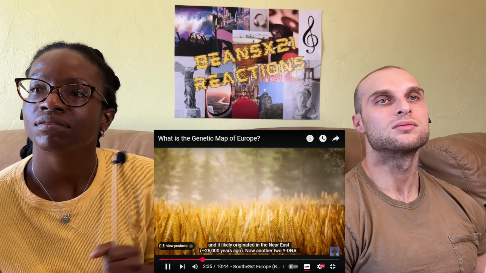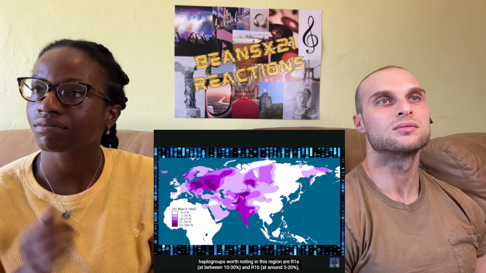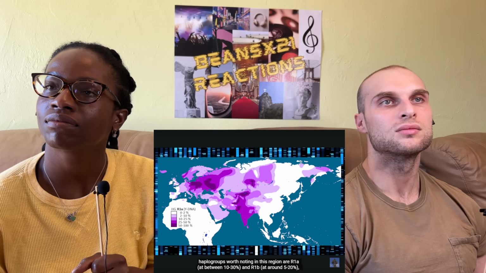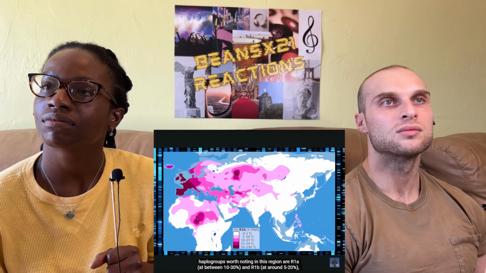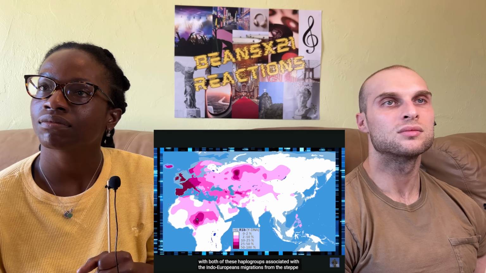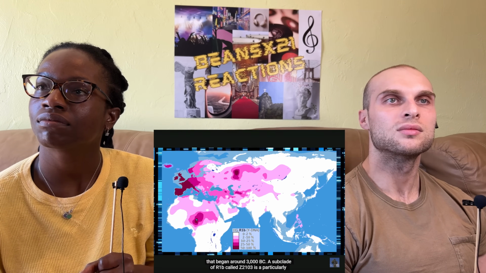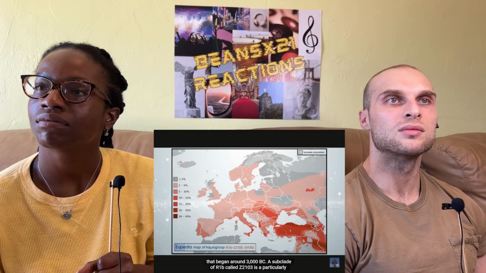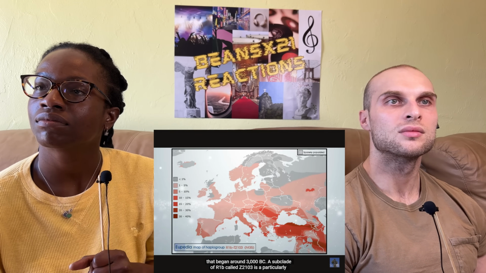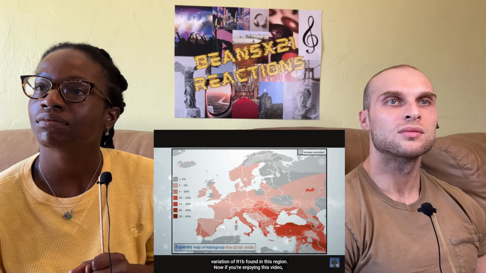Now, another two Y-DNA haplogroups worth noting in this region are R1A at between 10 and 30% and R1B at between 5 and 20%, with both of these haplogroups associated with the Indo-European migrations from the steppe that began around 3000 BC. A subclade of R1B called Z2103 is a particular variation of R1B found in this region.